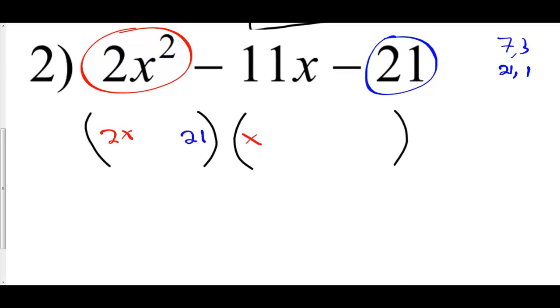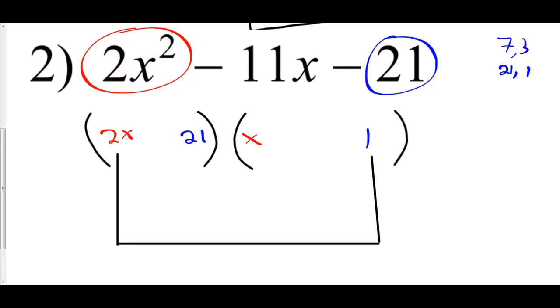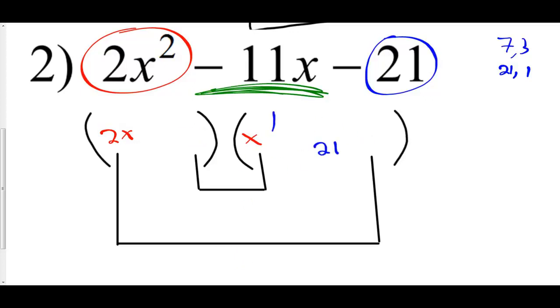So I'm going to pick one of those. I might pick the wrong one just to give you a sense of what's happening here. Let's see what I can do here. So 21 and 1. As I build my brackets, I'm thinking about 21 and 1. If I was to take the outsides, I would get 2x. And when I was to take the inside, I would get 21x. 21x and 2x do not in any way add to 11x. They either add to 23x or they subtract to 19x. It's not going to be a good thing for us.